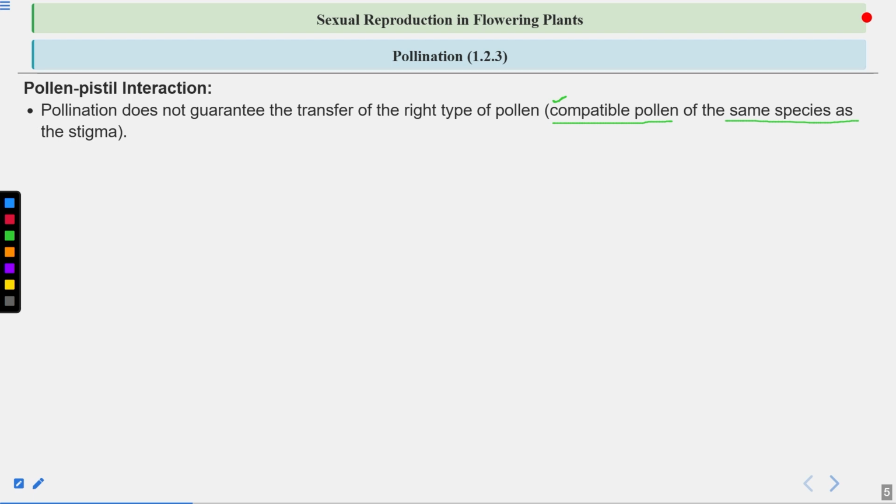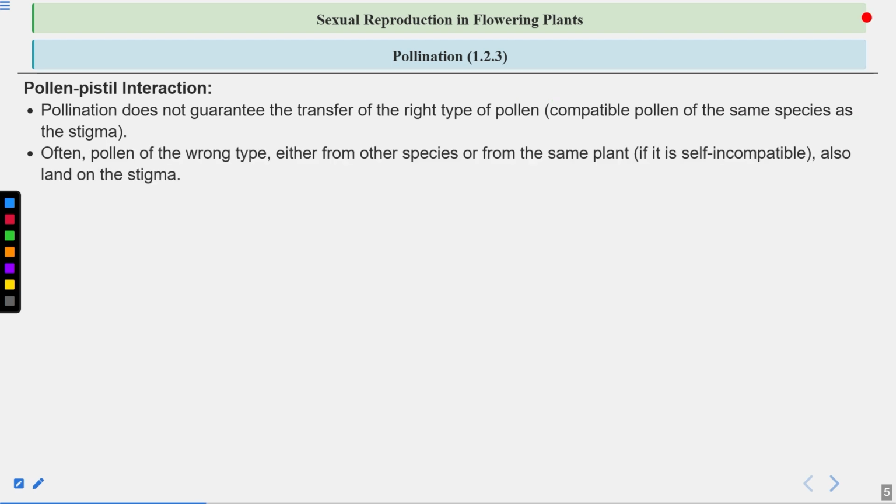The second thing, if the pollen is transferred from one genus of flower to another genus of flower, then also the pollen will not be compatible. So the right type of pollen they are talking about is that the pollen should be compatible, right? So we have discussed two things here. Often the pollen is of the wrong type, either from other species, or from the same plant, and it is self-incompatible.